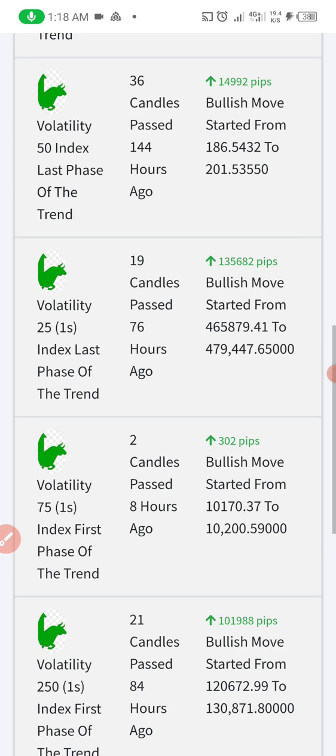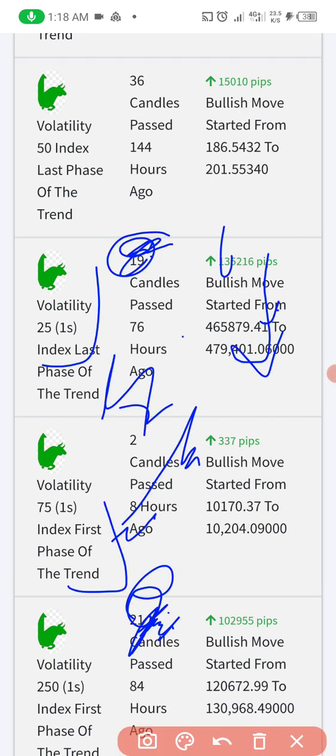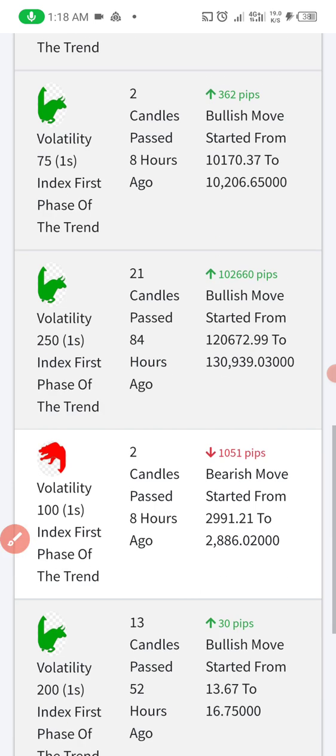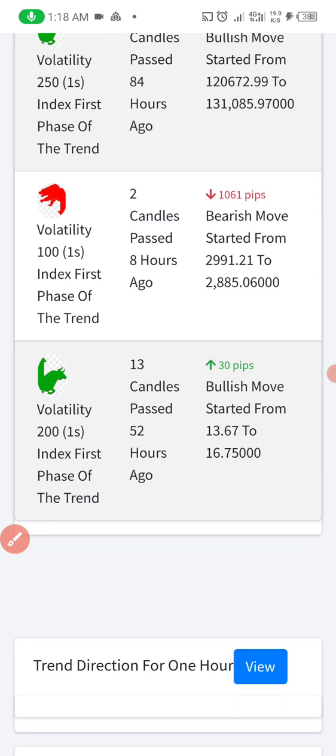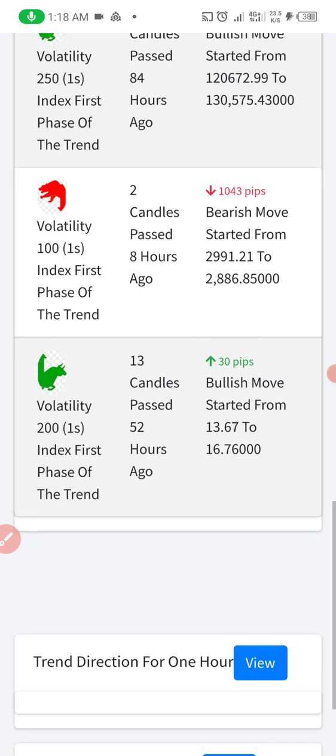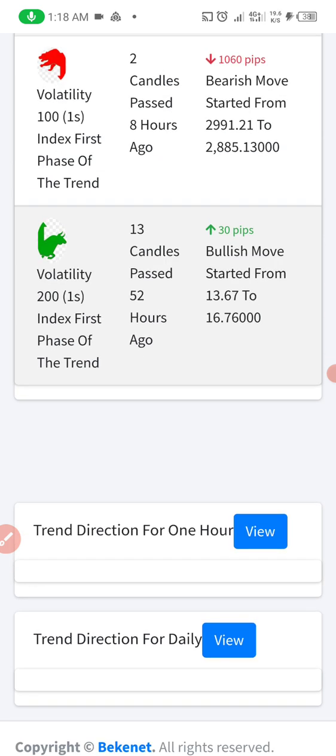You understand? Just the way I'm spotting it now. This is first phase. I can start buying immediately. Just 33 pips. I can start buying. Just like that. This is what? First phase. This is first phase of it. You understand? Look at the pips. I can start buying. It's just 2 candles. Put my stop loss at the low.